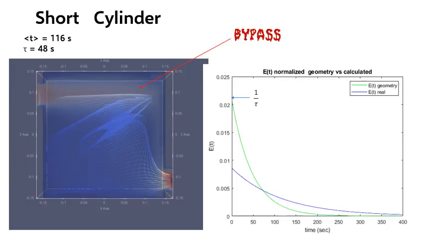And now we're going to talk about the short cylinder. As you can see, we have a bypass. The time from my concentration curves from OpenFOAM is 116 seconds, whereas the residence time from the geometry is 48 seconds.